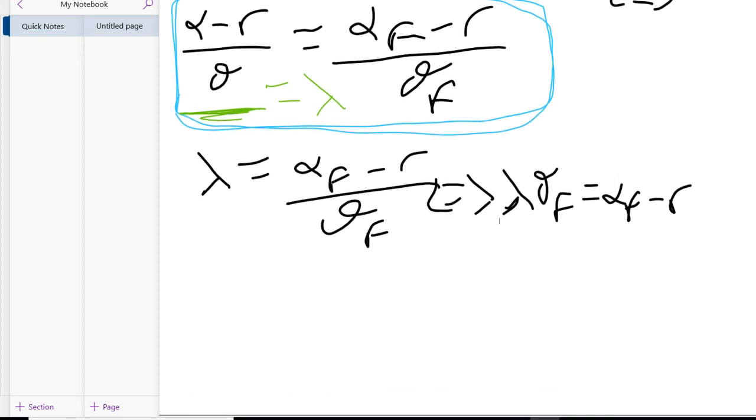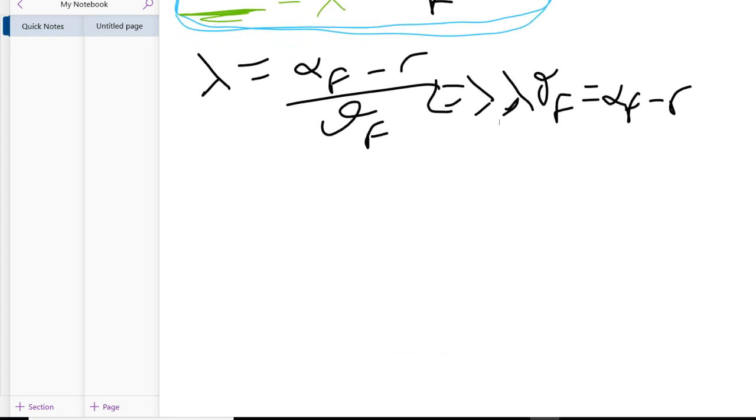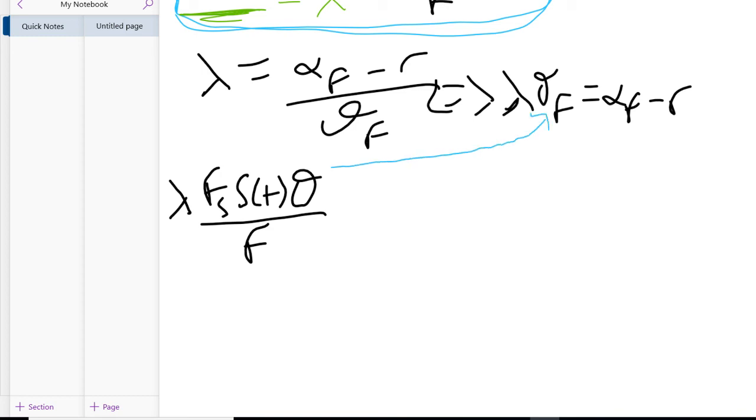So, running with this equation now, what can we do? Well, remember we effectively defined sigma underscore f and alpha underscore f in the beginning. So let's fill those back in. So what we have then is lambda times the first derivative with respect to s times s times sigma over f. So that was the formula for sigma underscore f.